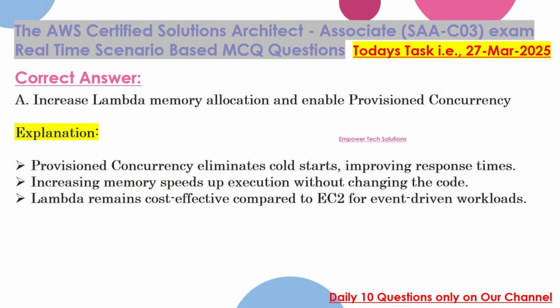Explanation. Provisioned concurrency eliminates cold starts, improving response times. Increasing memory speeds up execution without changing the code. Lambda remains cost-effective compared to EC2 for event-driven workloads.